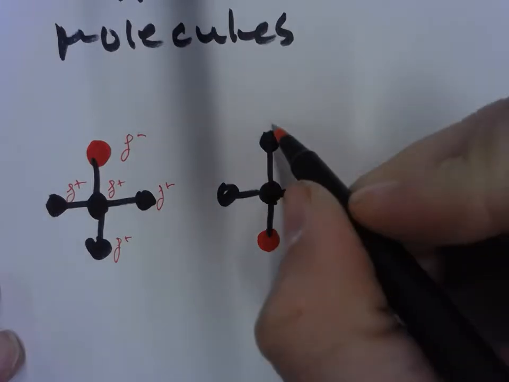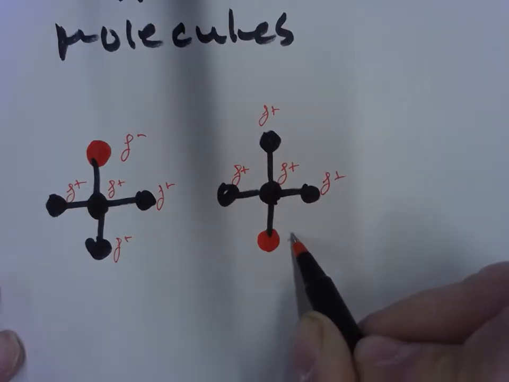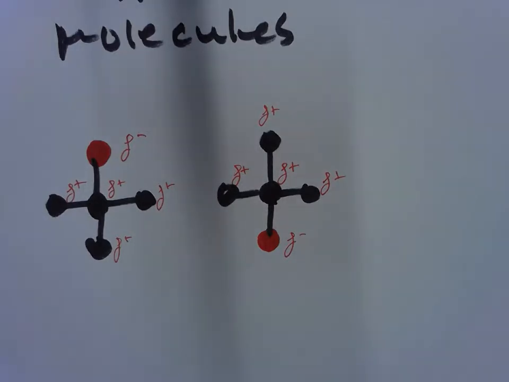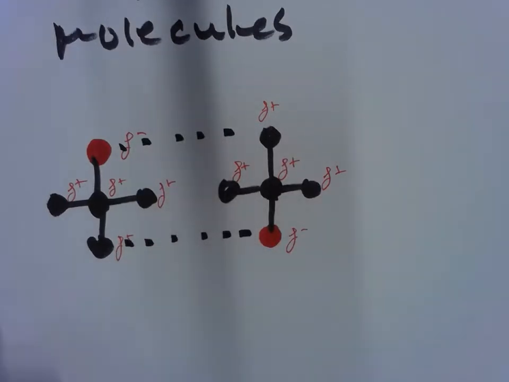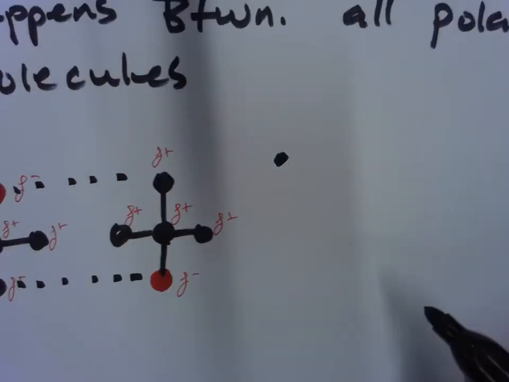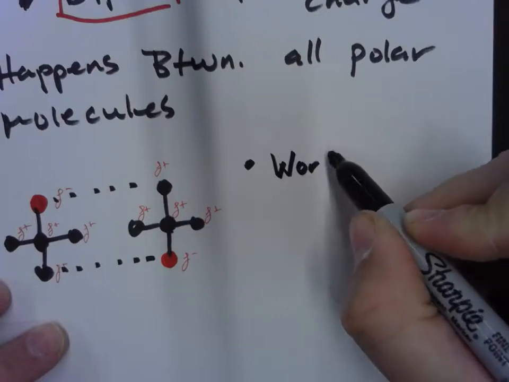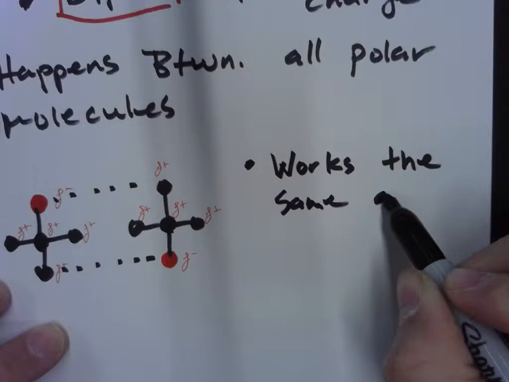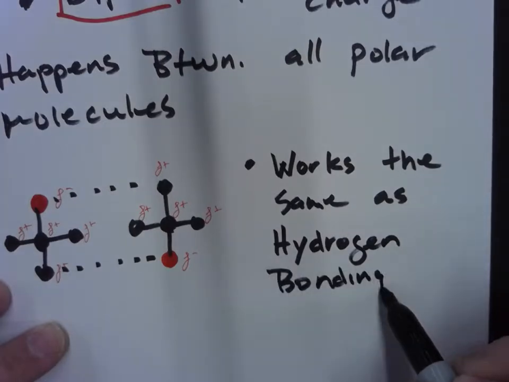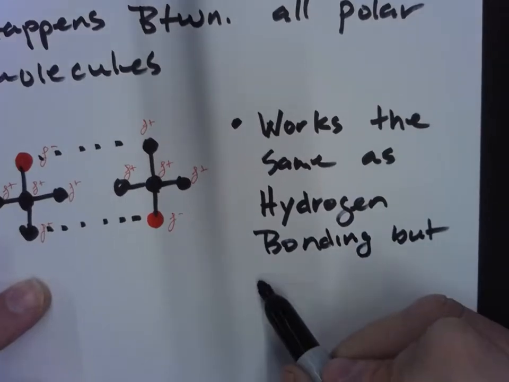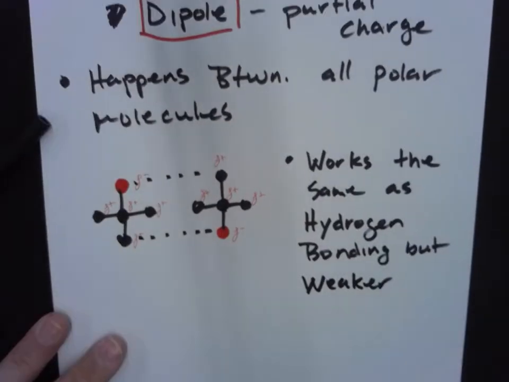And the same for this one. These are all partially positive, and that'll be a partial negative. Well, just the same way the hydrogen bonding worked, these dipole-dipole interactions also work. In fact, hydrogen bonding is just a strong dipole-dipole interaction. So let's say it works the same way as hydrogen bonding, but not as strong. We can just say it's weaker. Hydrogen bonding is just a special case of dipole-dipole interactions. So it works the same way, it's just weaker.